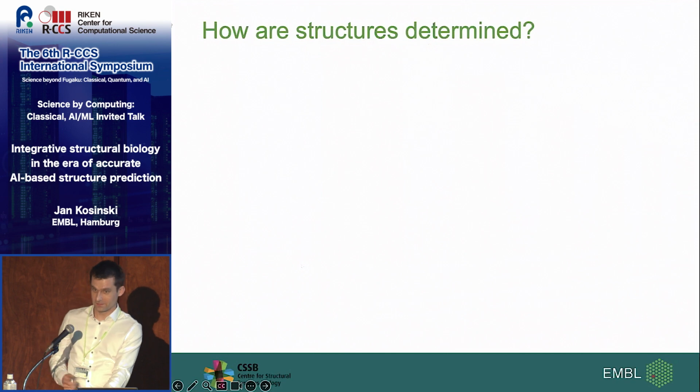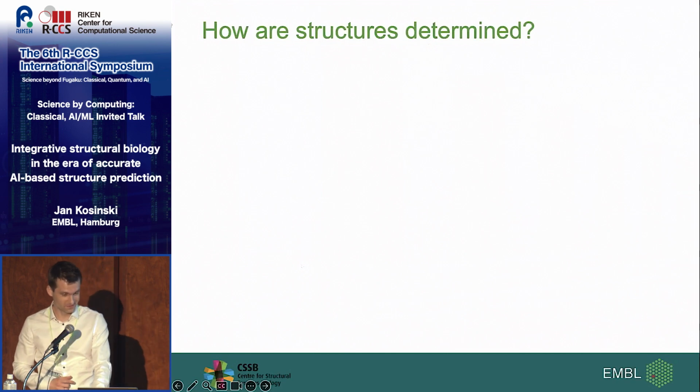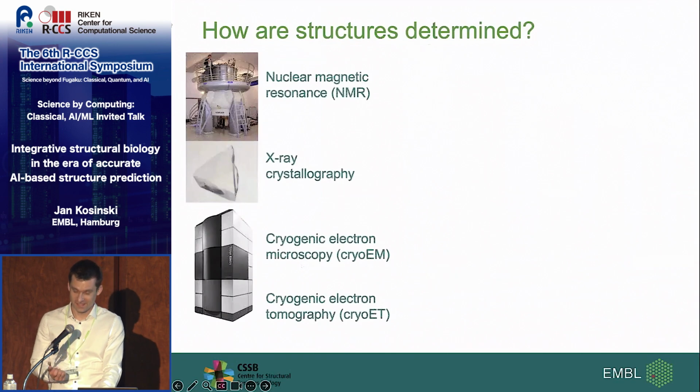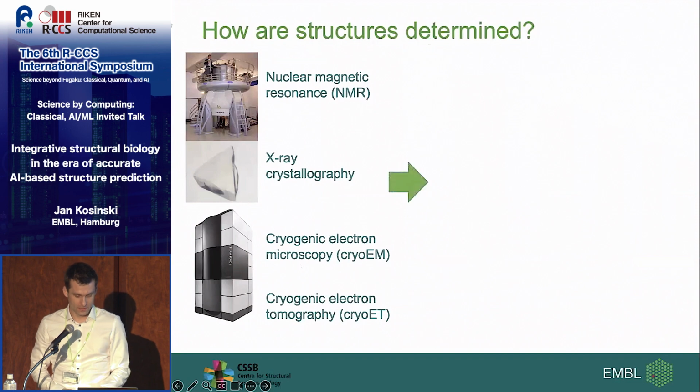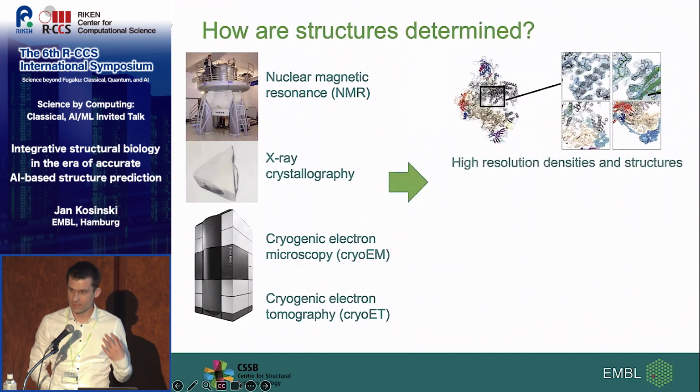How are structures determined? Again, it's a bit basic for those who are outside of the field. There are several techniques: nuclear magnetic resonance, X-ray crystallography, cryogenic electron microscopy and cryogenic electron tomography, cryo-EM and cryo-ET. These methods often allow determining the structures at very high precision. For instance, cryo-EM, cryo-ET and X-ray crystallography deliver density maps, electron or optical density maps, that are precise enough to build atoms directly in those maps and derive the atomic structure.